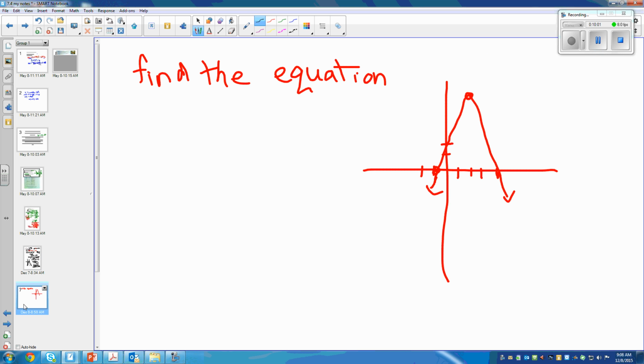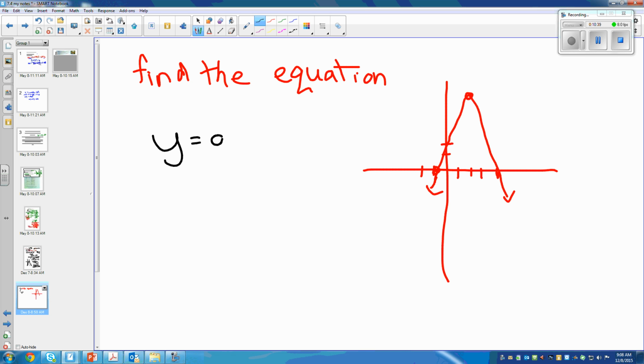Now, what if I give you a question like this, where it says, find the equation. We have x-intercepts, don't we? We have a y-intercept. We have a vertex, but do you know what that vertex is? I didn't give you enough information for that vertex, did I? You can guess on the vertex, but you don't know for sure. So what happens if you don't know the vertex? Well, you can't put it in vertex graphing form then, right?